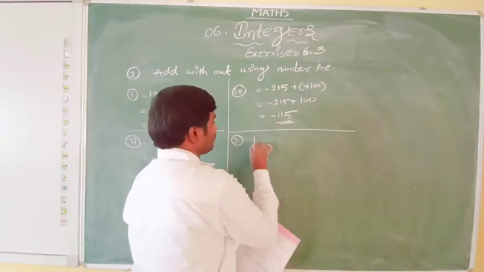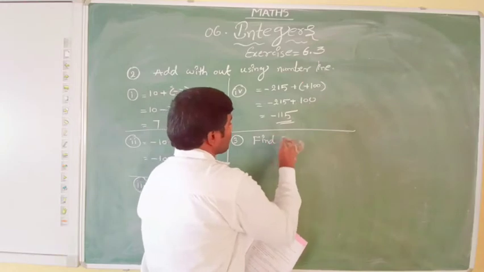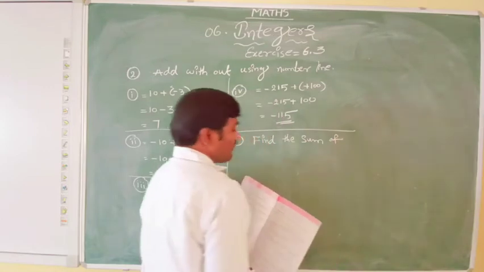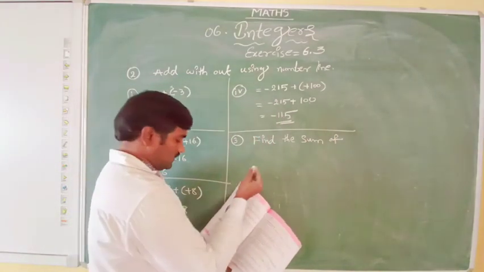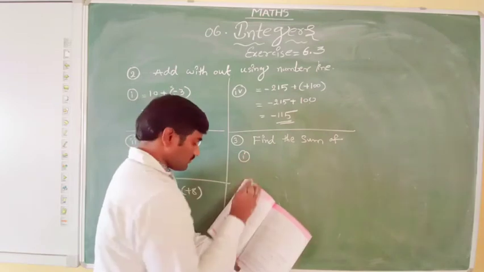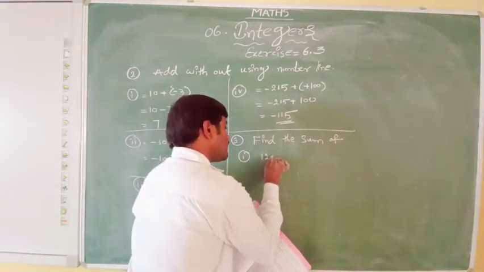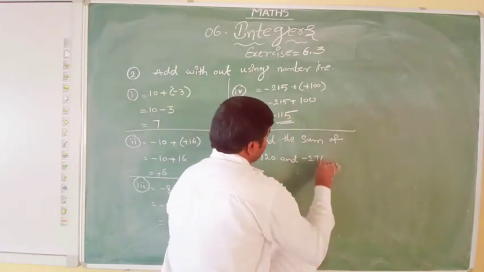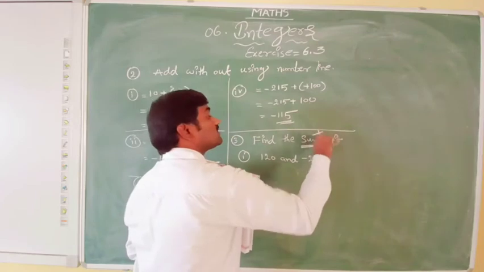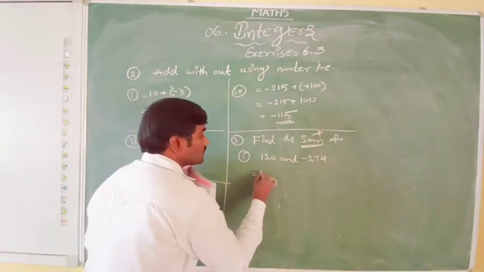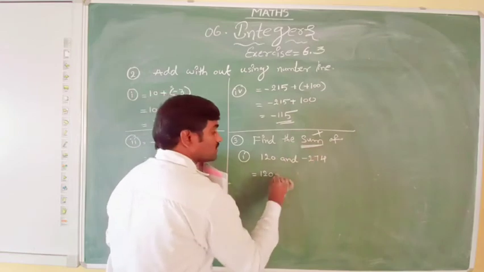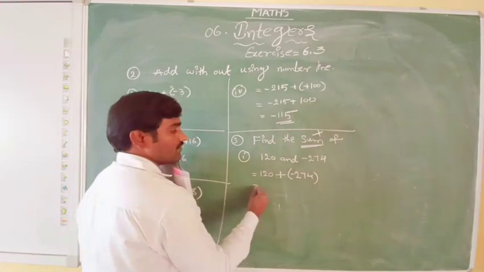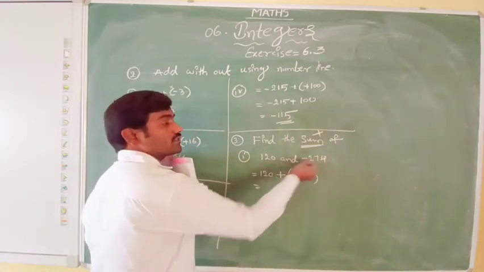Find the sum of. In the sense, again we have to find the addition. The first question, 120 and minus 274. What we need to find is the sum. Sum in the sense plus, you remember. So 120, sum in the sense plus of minus 274. I am doing sum for these 2 given numbers.